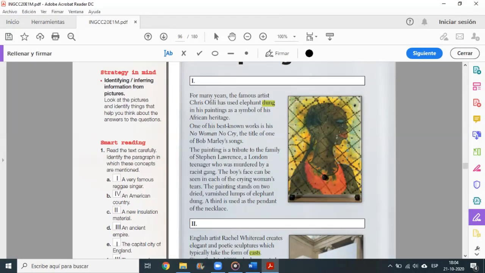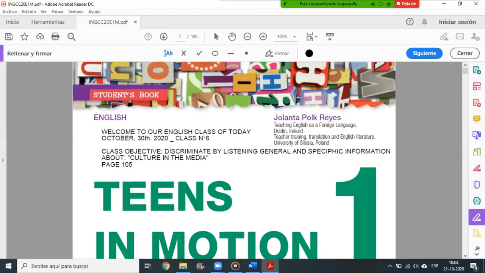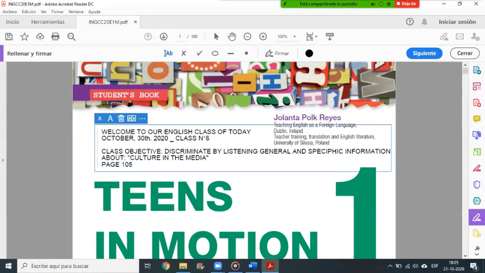Okay, now we are going to go to page number 1 to remember the objective of the class. Vamos a recordar el objetivo de la clase. Discriminate by listening, general and specific, information about culture in the media. We are going to check here. Okay, now discriminate by listening general and specific information about culture in the media.